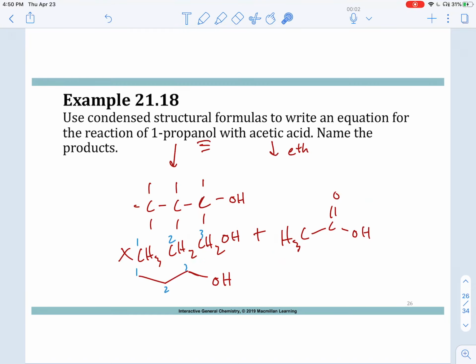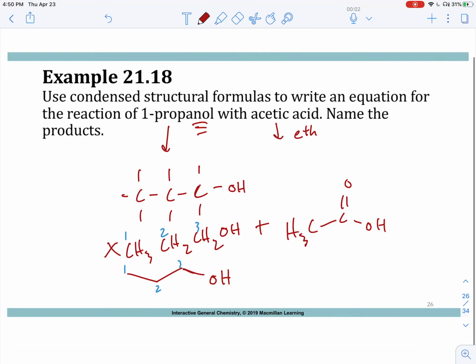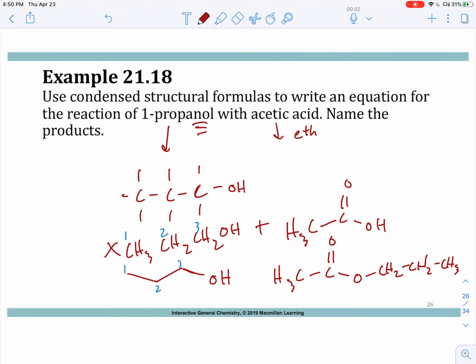You're going to get this chain coming off of this alcohol now. So that's going to be our product. It's this R group that's attaching to the alcohol. So we're going to get H3CCO CH2 CH2 CH3. So there we go. So how do we name this beast?